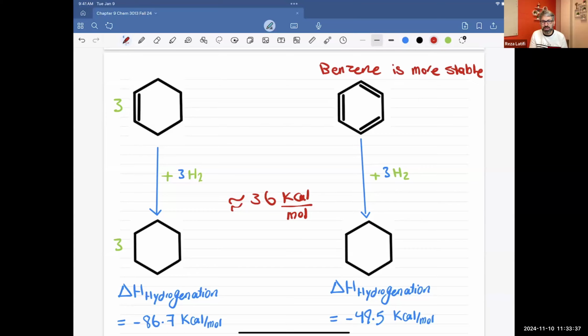In this lecture, we will be talking about the benzene molecule. In the last lecture, I said hydrogenation of the benzene molecule gives us less energy than hydrogenation of 3 moles of cyclohexene. So clearly something is making the benzene molecule more stable, and that's the reason we get less energy. As you see, the gap between them is around 36 kilocalories per mole. So something is hidden and it's making benzene more stable.